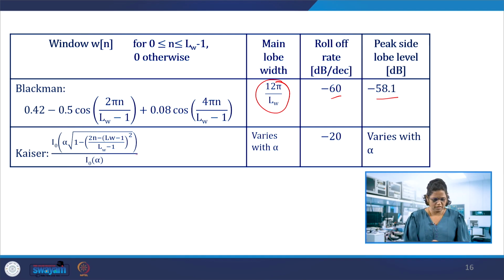And the Kaiser is another window which uses the Bessel function of the first kind and zeroth order. Here we have the option of varying the window width. Also there is a parameter alpha, which makes it a tunable window. Alpha can be fixed so that the peak side lobe level varies with respect to alpha. Also the main lobe width varies, and there is a 20 dB per decade side lobe roll off rate. So these are common windows, and the equations are well known, and the peak side lobe level is fixed for the windows which we have used. So these windows can be used in the design.